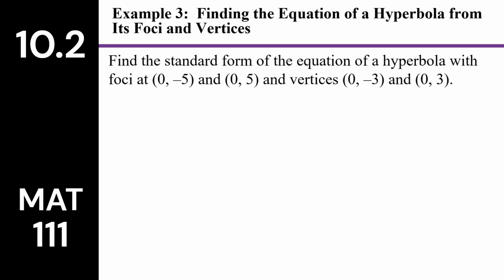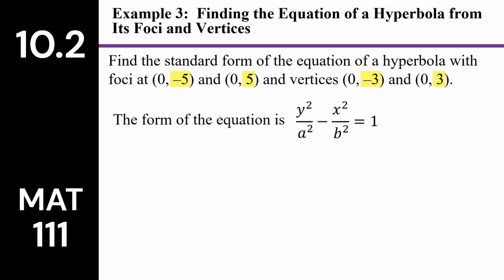Example 3. Find the standard form of the equation of a hyperbola with foci at 0, negative 5 and 0, 5, and vertices at 0, negative 3 and 0, 3. Because the foci and vertices are located along the y-axis, this hyperbola's equation will have the y squared term in the numerator of the positive fraction, the first fraction.